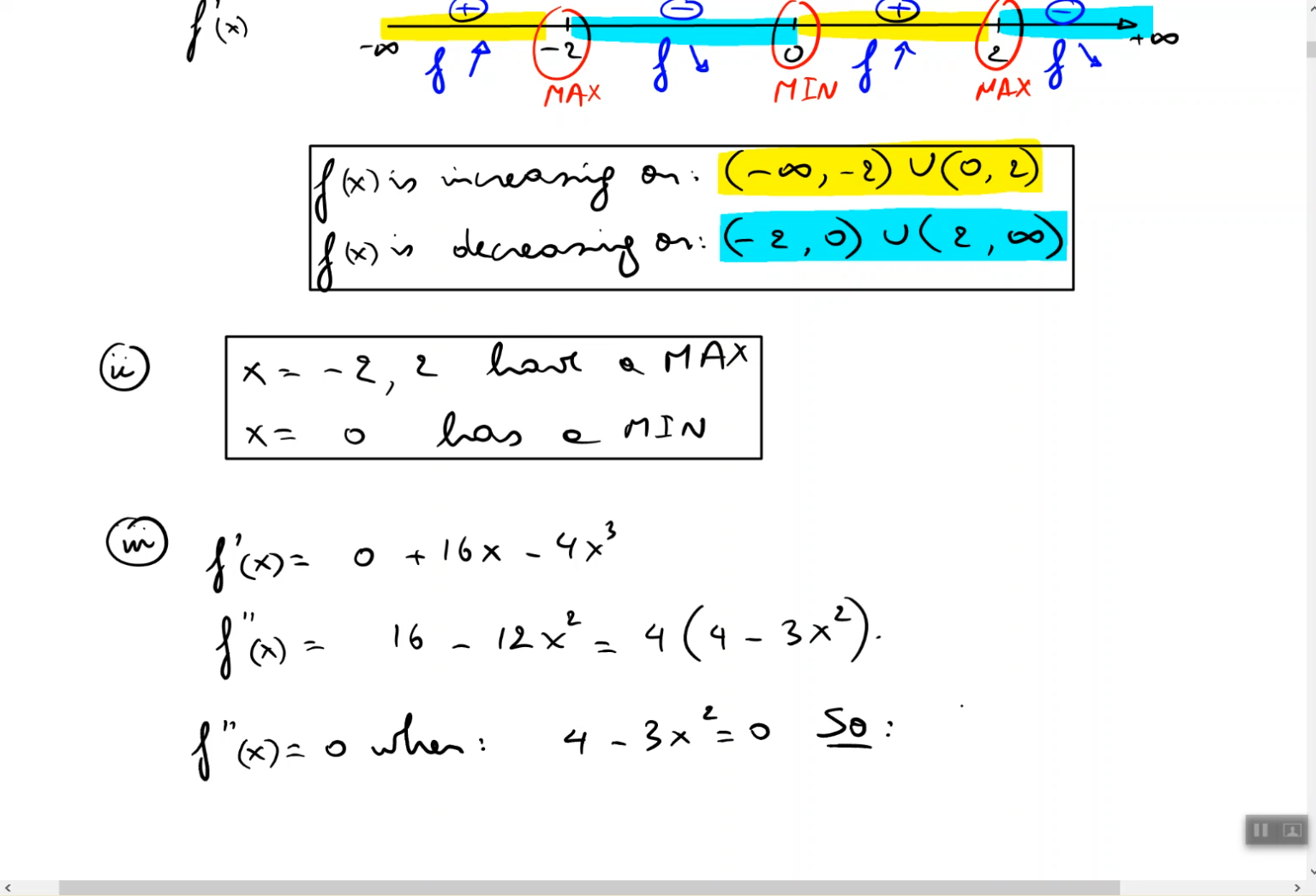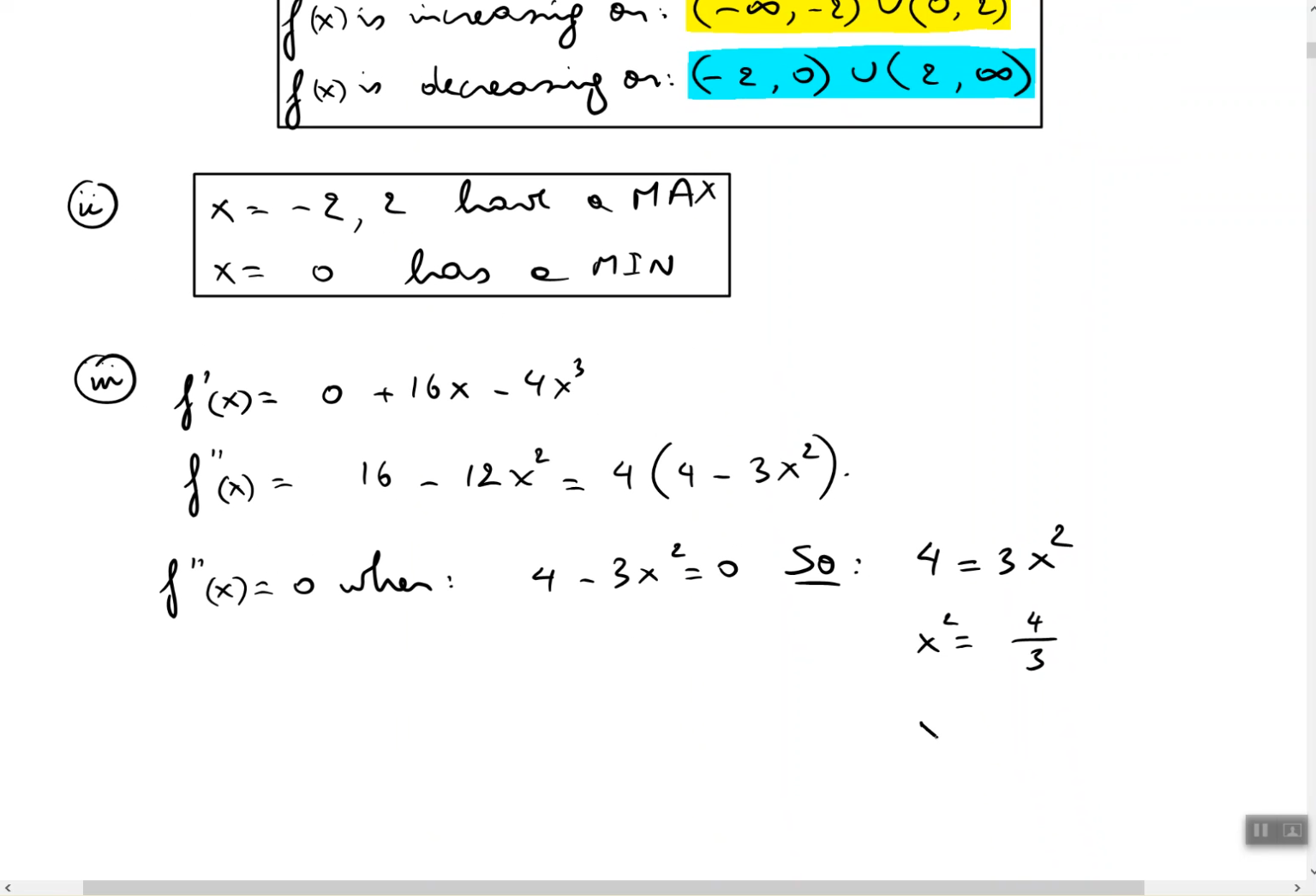So this is true when 4 is equal to 3x squared, which means x squared is going to be 4 divided by 3. So x is going to be a little bit funny looking here. It's going to be the square root of 4 divided by 3. You can reduce it, you can do whatever you want, I'm fine with this. And don't forget the plus or minus, there are 2 values.